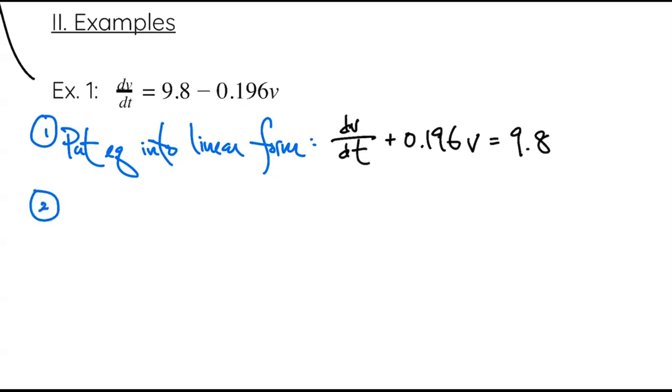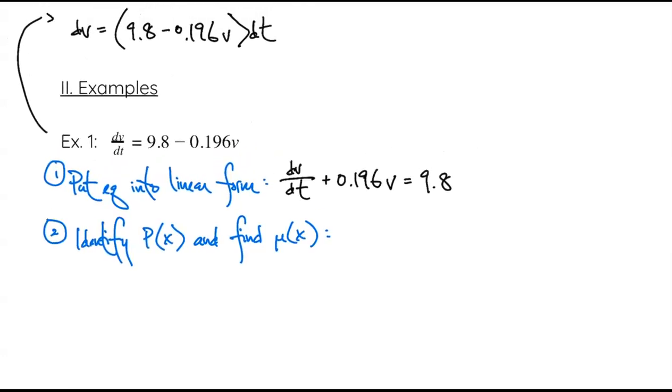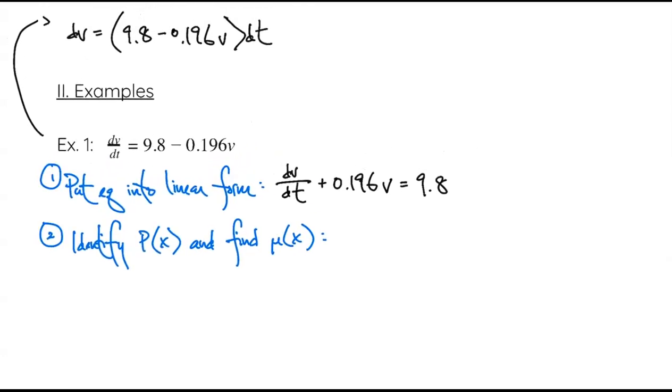Then my suggestion would be to identify p of x and find mu of x. According to what we had above, our p of x in this case is just the coefficient for v. So our p of x is 0.196.